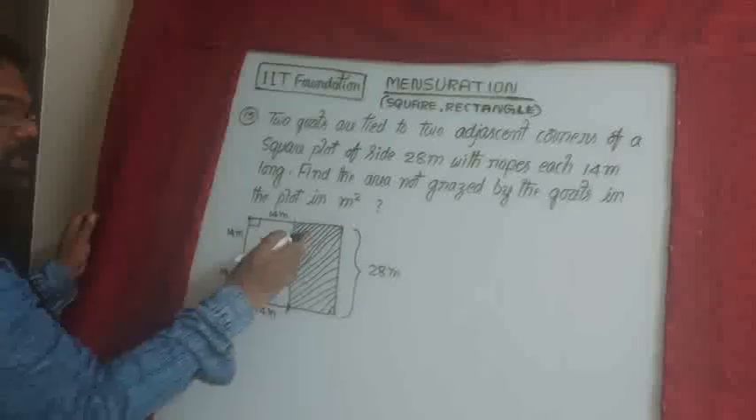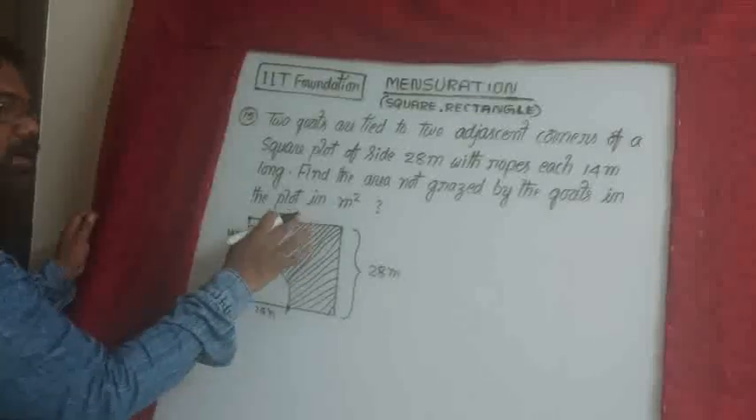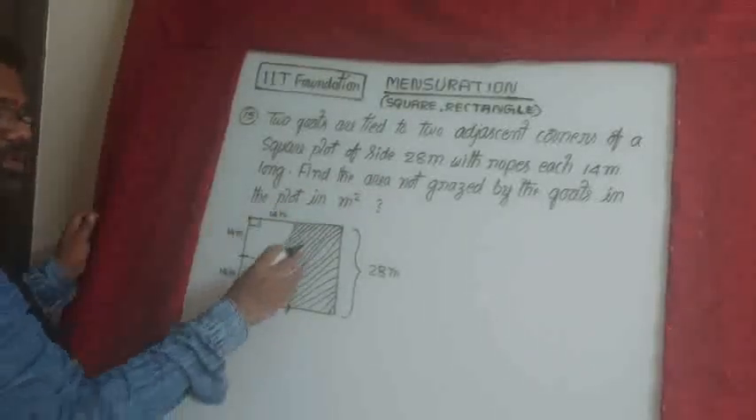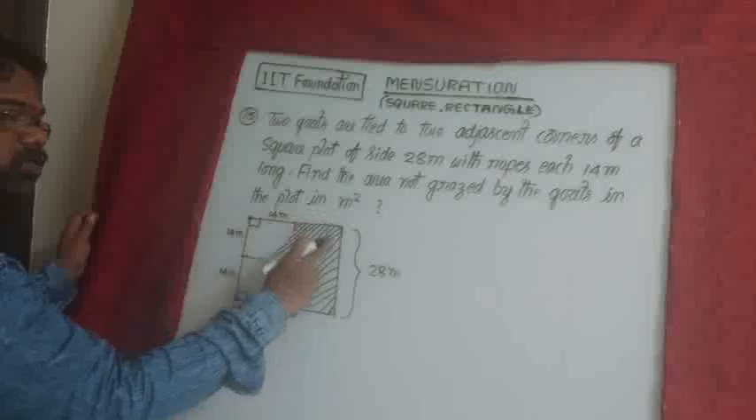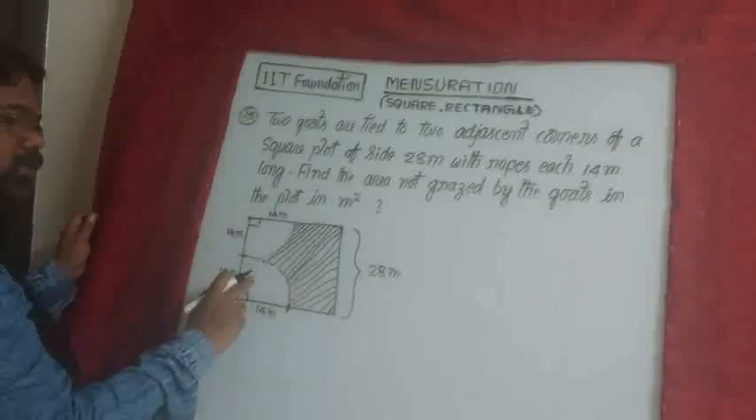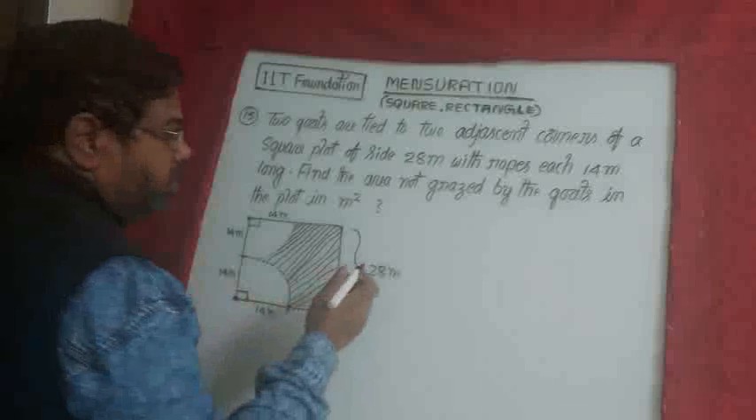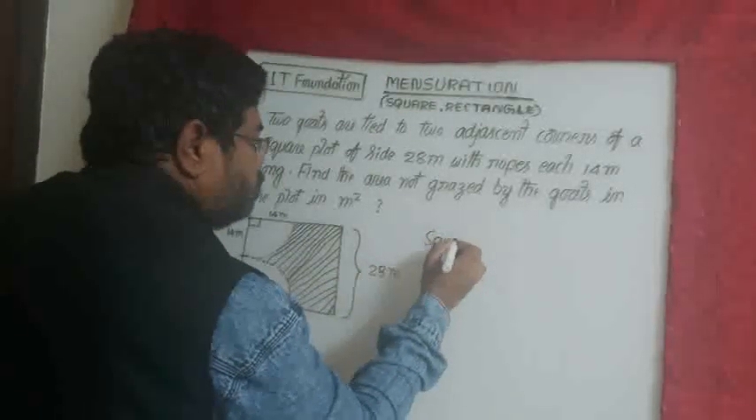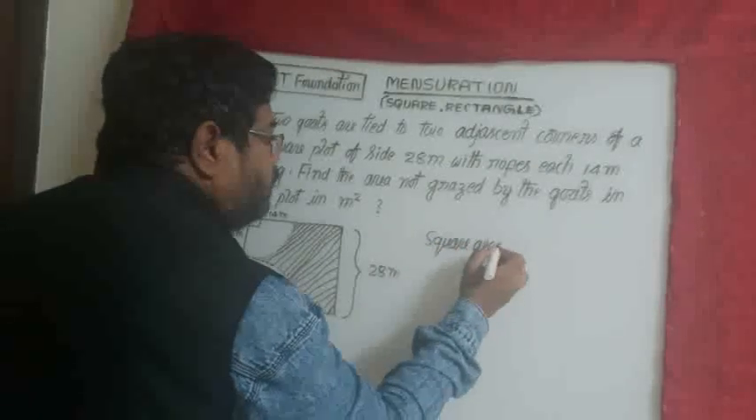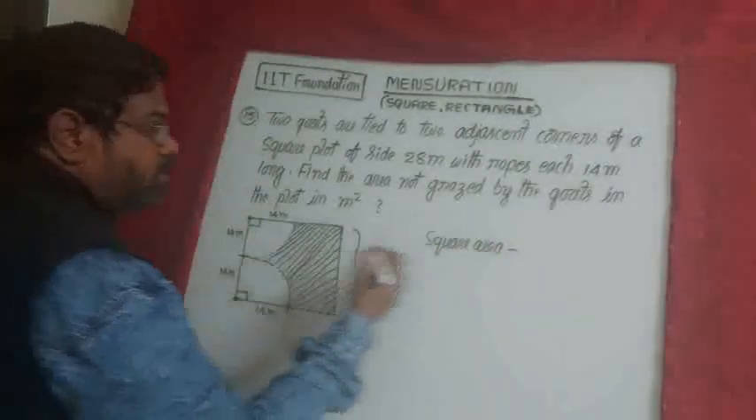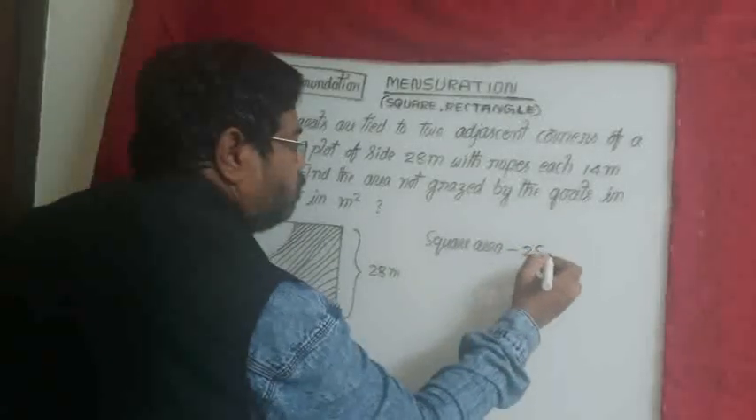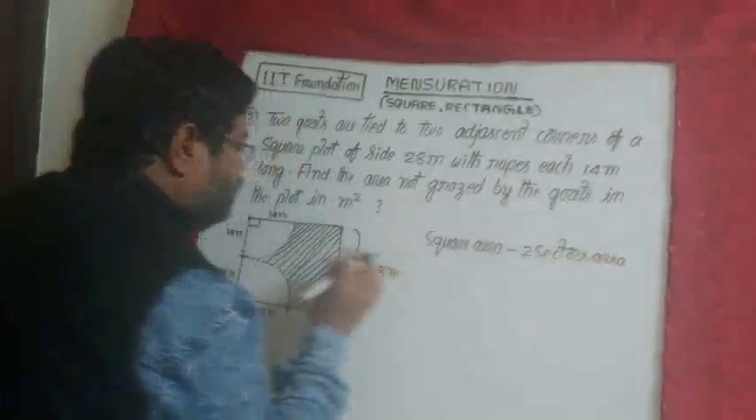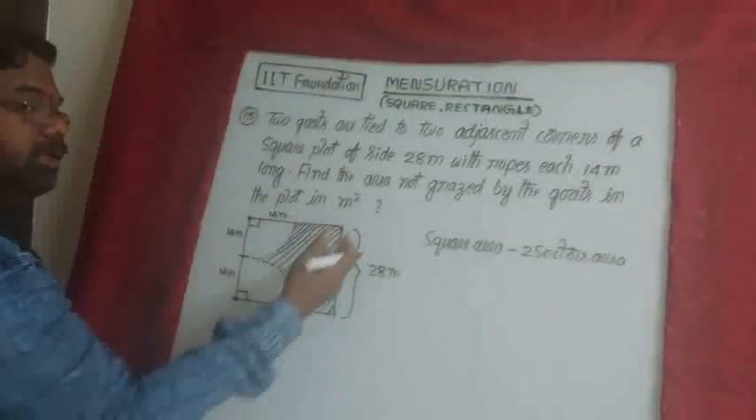Okay. That gives the shaded area. That is the area not grazed by the goats. The shaded portion is not grazed by the goats. This we require. How can you get that? Square area minus these two sectors area. Okay. So square area minus these two sectors area. So that gives the shaded area that is not grazed by the goats.